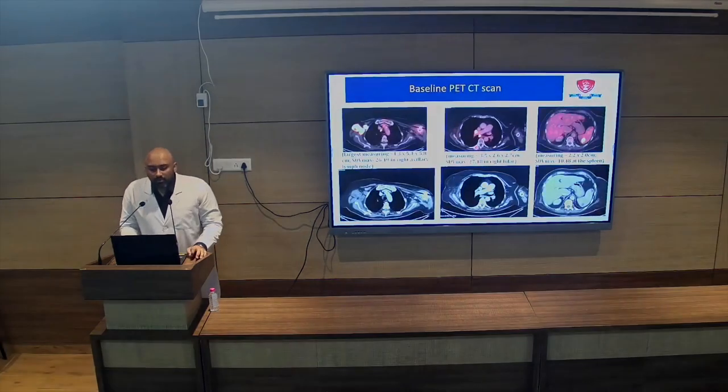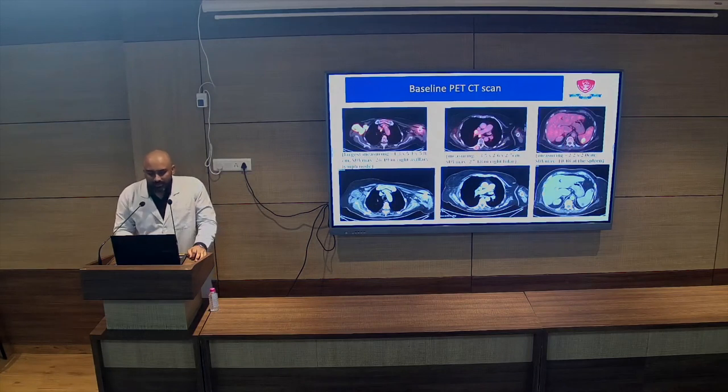Now coming to the axial sections of the fused PET CT and CT images, there were FDG avid multiple enlarged and confluent lymph nodes in the right axillary as well as the mediastinal region, and a few hypodense FDG avid foci in the spleen.